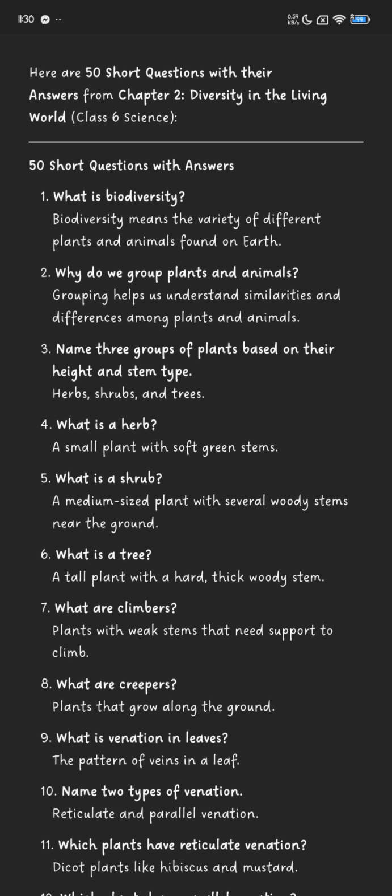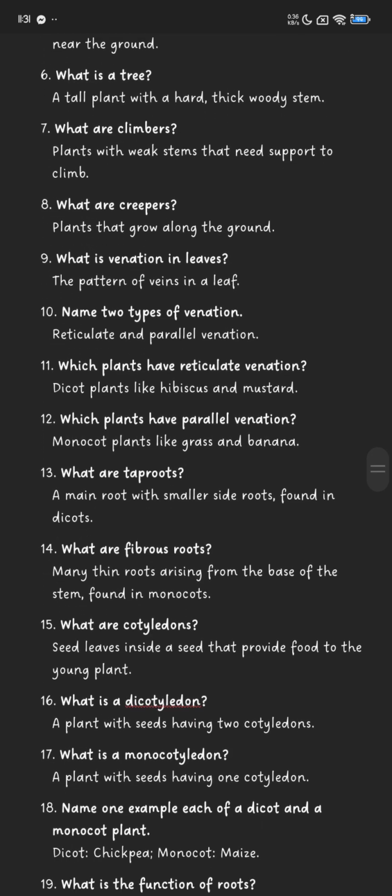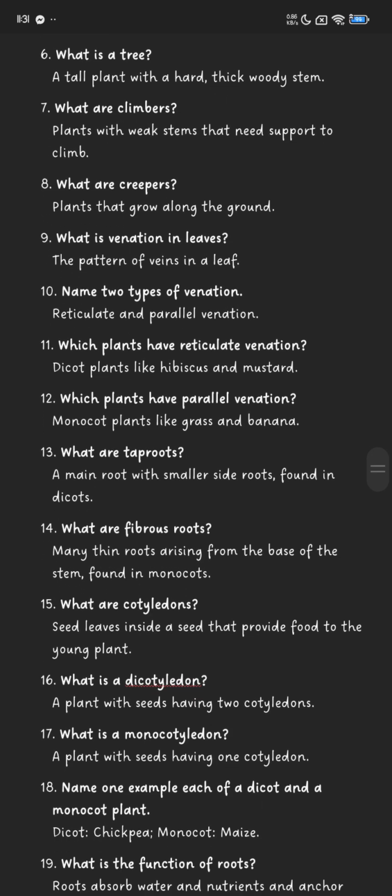What are climbers? Plants with weak stems that need support to climb. What are creepers? Plants that grow along the ground. What is venation in leaves? The pattern of veins in a leaf. Name two types of venation: reticulate and parallel venation.